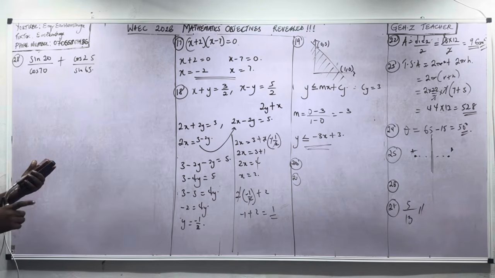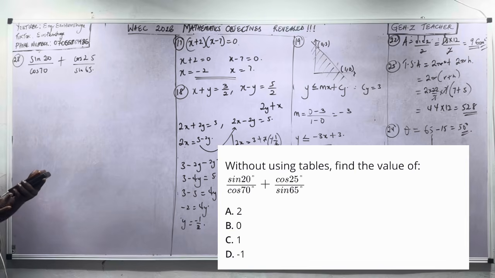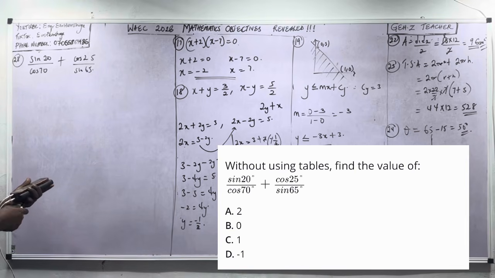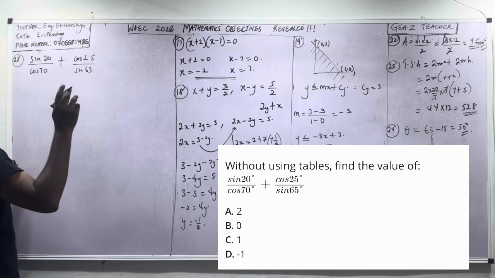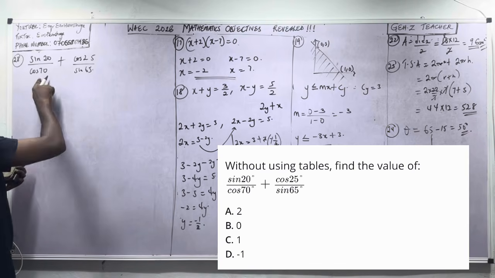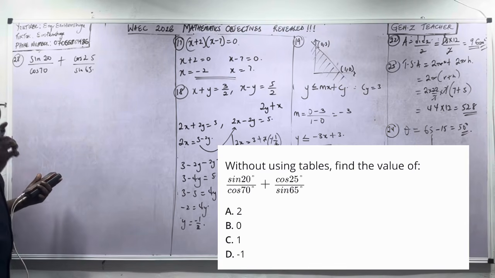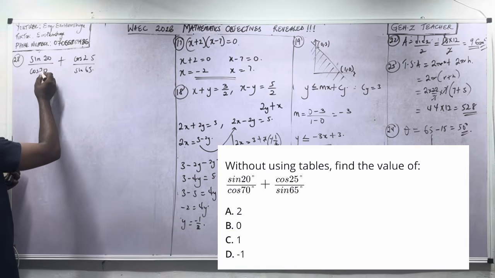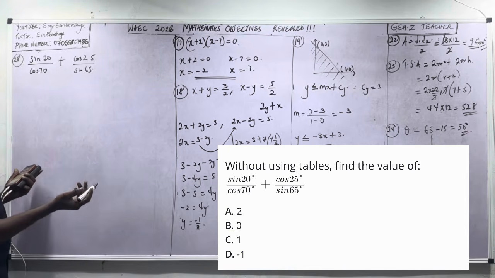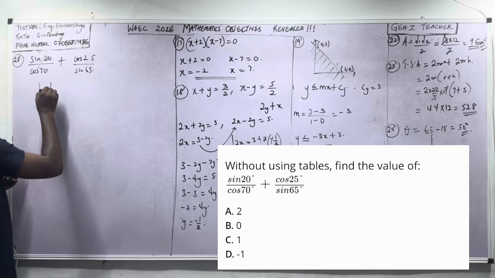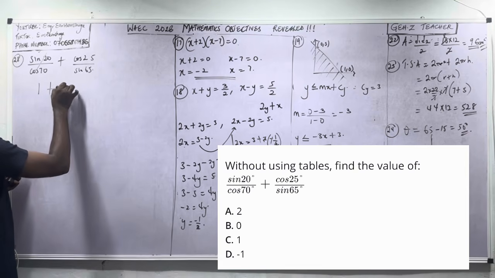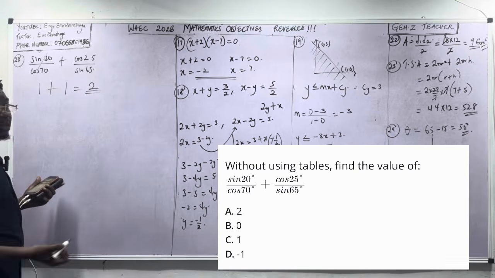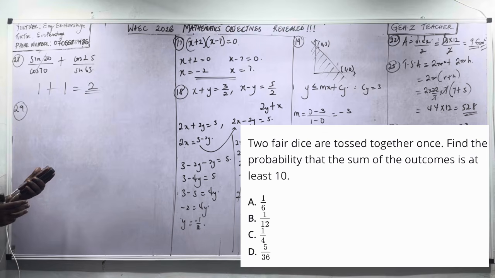Number 28 says without using tables or a calculator, find the value of this. Now you can pick a calculator in the exam, but let's just solve it the way they say. Remember, from trigonometry, sine and cosine are complementary when their angles sum up to 90. So sine 20 and cos 70 are the same thing. So this will give you 1, and in the same way this is also 1. The answer is 2.